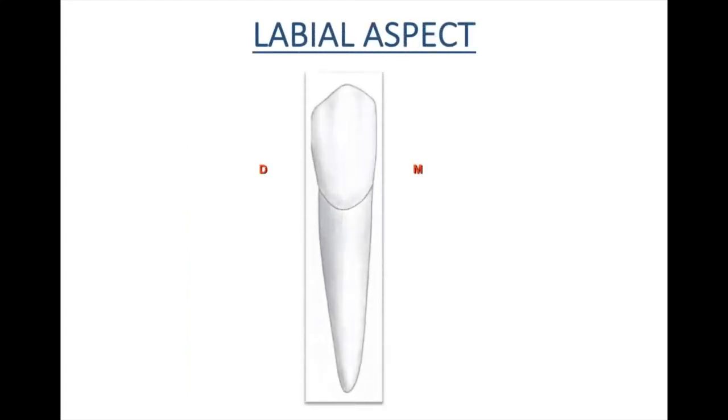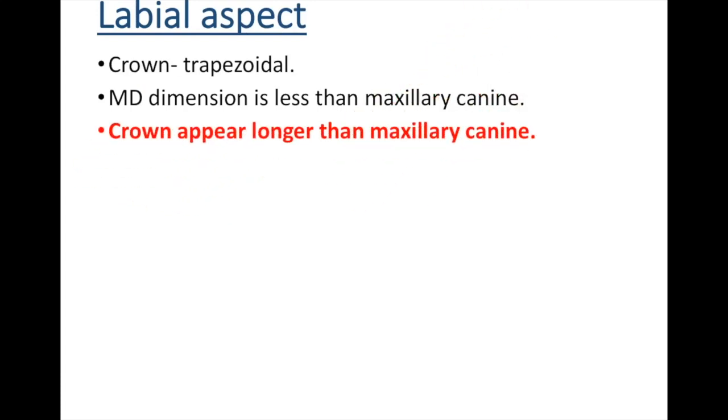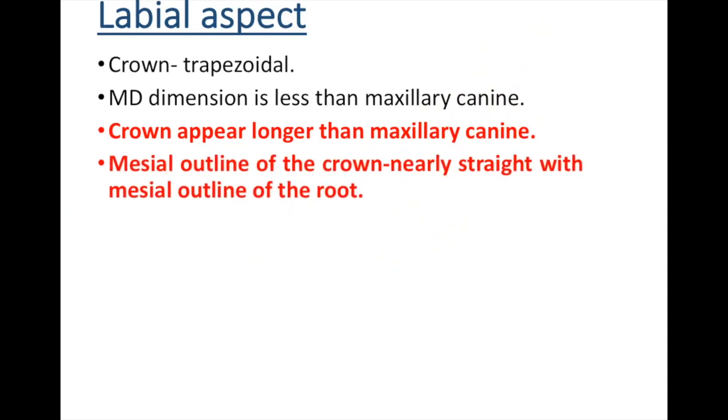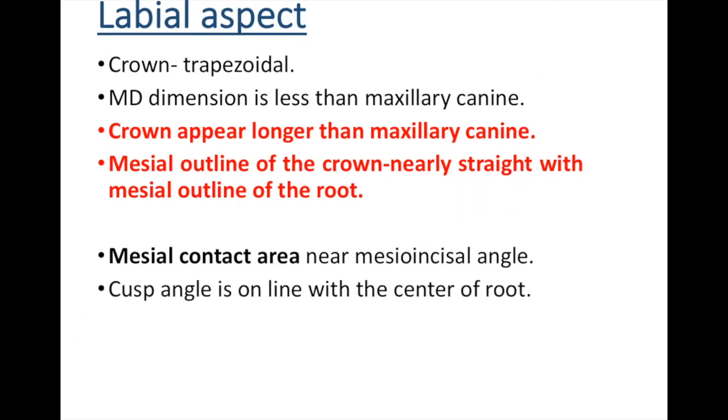The labial aspect. From the labial aspect, crown is trapezoidal in shape. Mesiodistal dimension is less than that of maxillary canine. The crown appears longer than maxillary canine. Mesial outline of crown nearly straight with mesial outline of root. Mesial contact area near mesioincisal angle. Cusp angle is in line with center of root. Mesial cusp ridge is shorter.